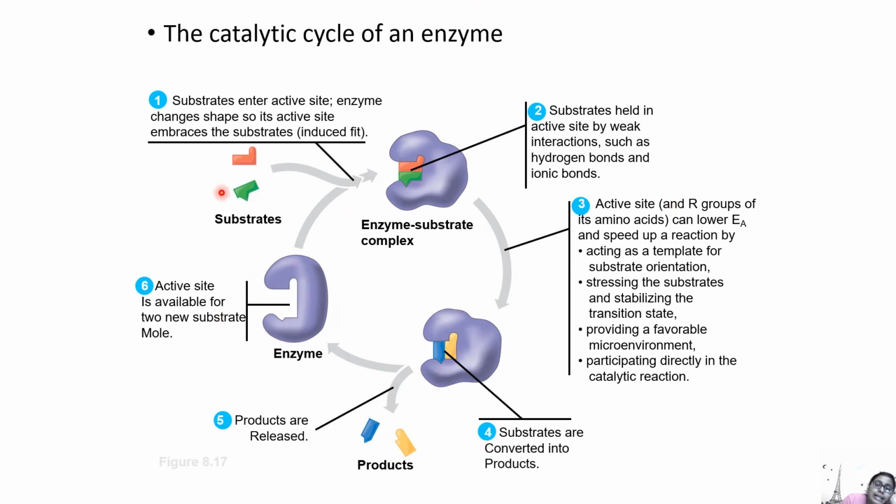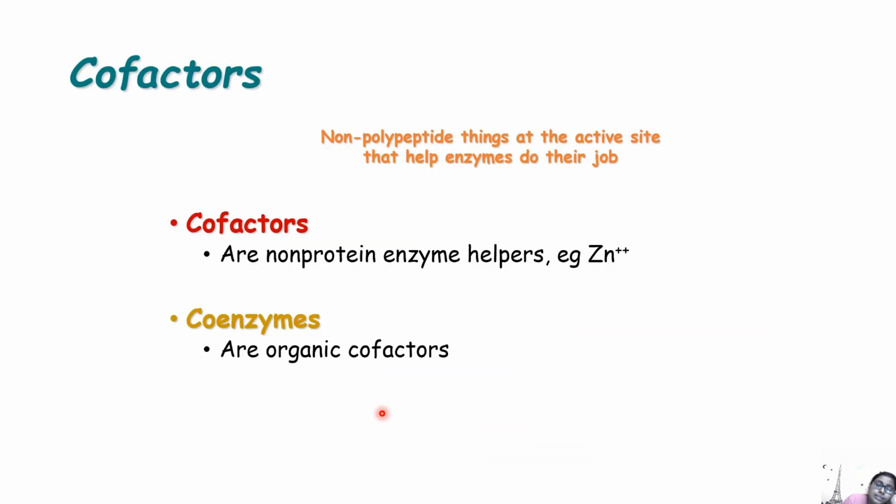So you see the enzyme does not get consumed in the process. That is the primary criterion of a catalyst. So what are cofactors? Cofactors can be non-polypeptide things at the active site that help enzymes do their job. So they are non-protein enzyme helpers such as ions. Cofactors can be Zn2+ ions, or they can be coenzymes, which are organic cofactors.